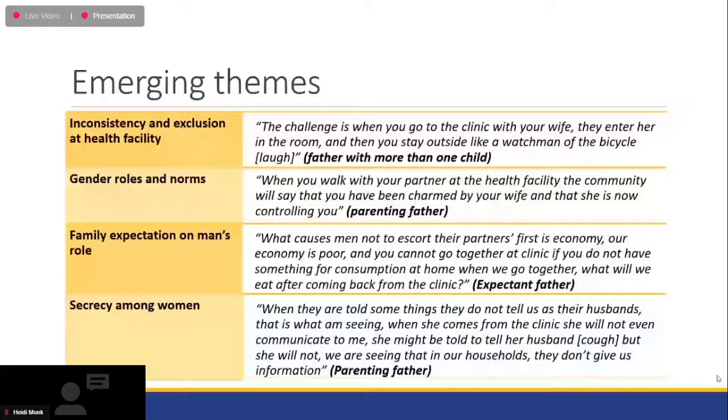These men went further to say they thought there were some secrets among women, that even if women are told some health information, it is not shared back with their partner so that they can better understand what is going on with the pregnancy. With this misinformation, most men thought it was probably not worth it to participate in maternal and child health.